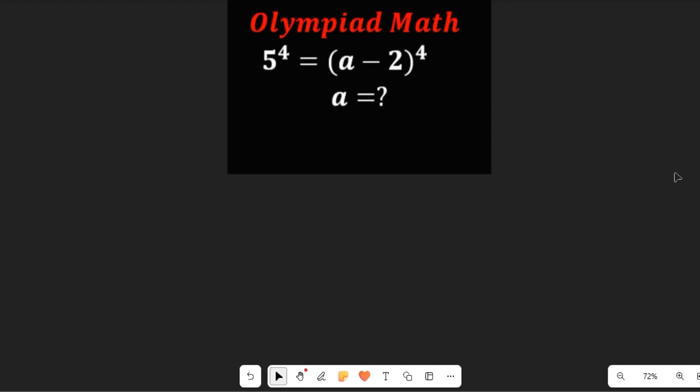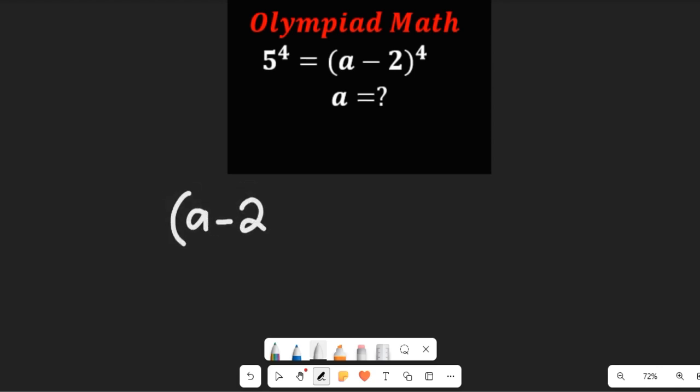You can pause this video and try it out and then see what your solutions will be like. Now let's solve this. To solve this expression, the first thing I'll do is to take everything to the right hand side. I'm going to have (A minus 2) all to the power of 4, subtracting 5 to the power of 4 from both sides, to be equal to 0. Now, what do I do from here? I'm simply going to simplify.